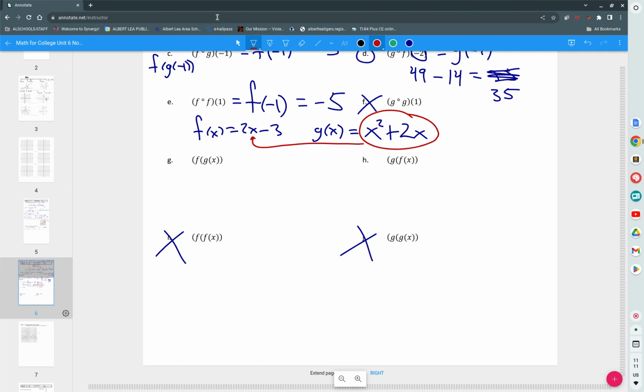Wait, explain that again, please. Okay. See how g of x is sitting right there? I'm going to plug that in for f. I got it now. And so wherever I see an x, I just put an x squared plus 2x in its place. So this is going to become 2 times, and instead of x, I write x squared plus 2x, minus 3. So I get 2x squared plus 4x minus 3.